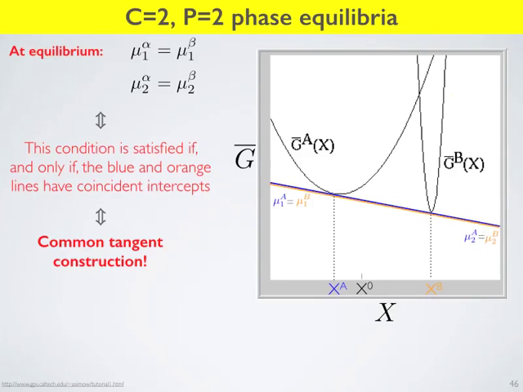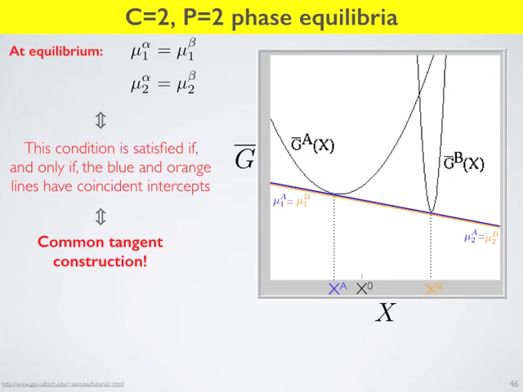So at equilibrium, this has to be true. This condition is satisfied if and only if the two tangent lines have coincident intercepts. And so this tells us that we can enforce this condition through a common tangent construction. So this is known as the common tangent construction. You just adjust xA and xB, the overall composition of the two phases, until your tangent lines are coincident.